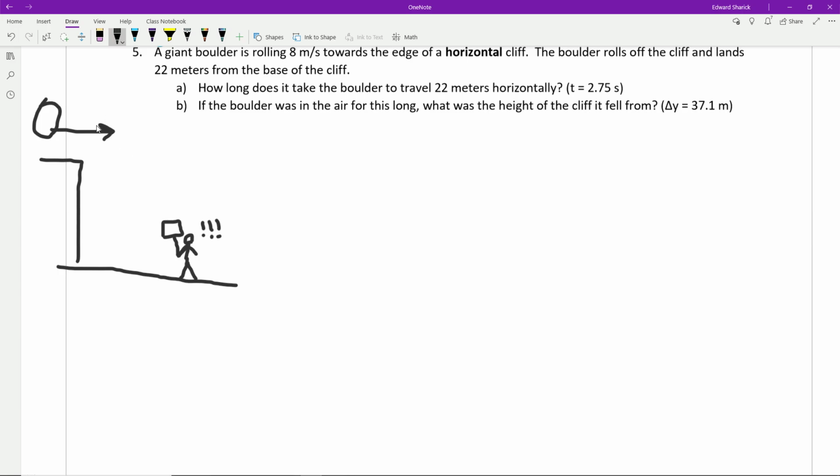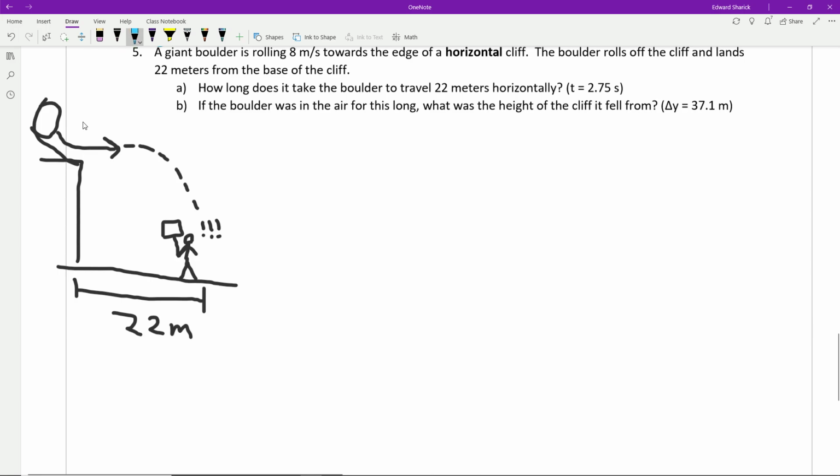What we want to do in physics is talk about what's going to happen to this boulder when it rolls off the cliff. So it comes down here and it goes whoop. Let me get rid of that arrow. It comes down and takes this path downward, and maybe that's why he's scared. All right. Well, all we know about it is that it lands 22 meters from the base of the cliff, and it's rolling 8 meters per second.